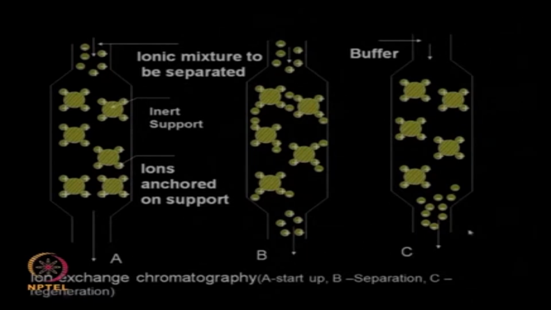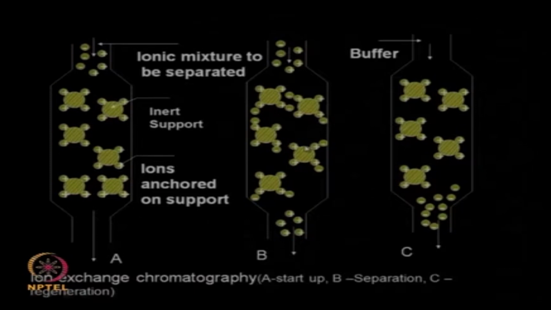Once you have done the separation, you can change the buffer conditions, like you can change the salt concentration or you can change the pH, so that whatever negative ions are bound will come out. So this is one way of separating positive and negative ions.